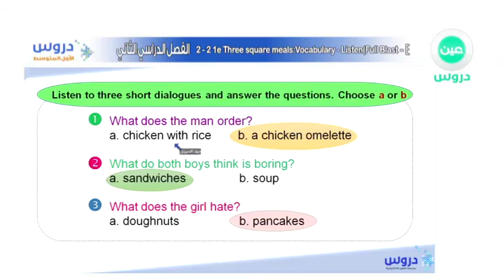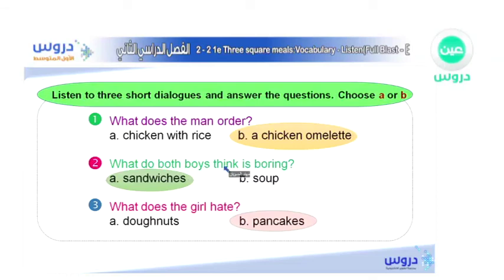Okay, so as you can see, here are the answers. The first one, as we said, the man wanted chicken only, and they said to him, chicken with rice and chicken with pasta. And he was like, I don't think so, I would like some omelet. So they said, we have chicken omelet, and he agreed to that.